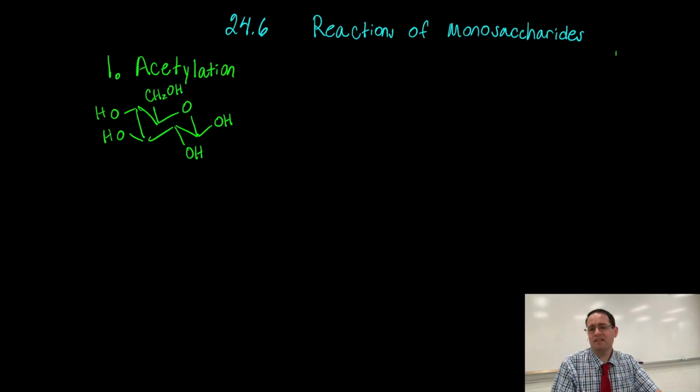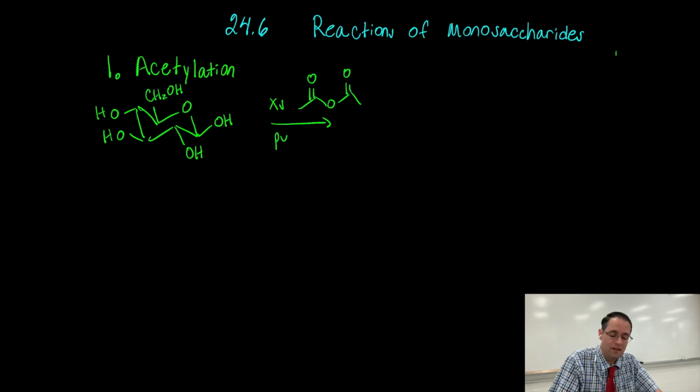All right, and this is basically an alcohol. You can think of this as an alcohol. And if we treat this with excess acetic anhydride in the presence of pyridine, we will get per-acetylation. That means we'll get an acetylation on every single one of these hydroxyl groups: the hemiacetal hydroxyl group, the secondary hydroxyl groups, and even the primary hydroxyl group, okay? So we'll get this as a result.